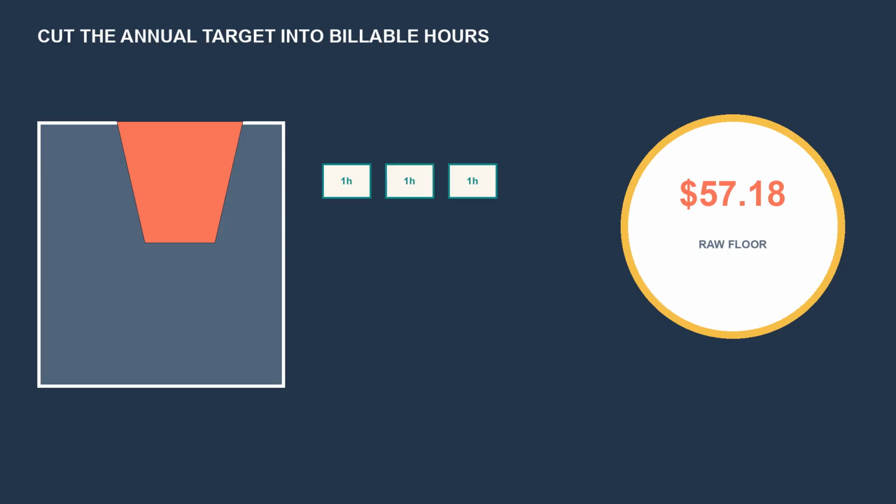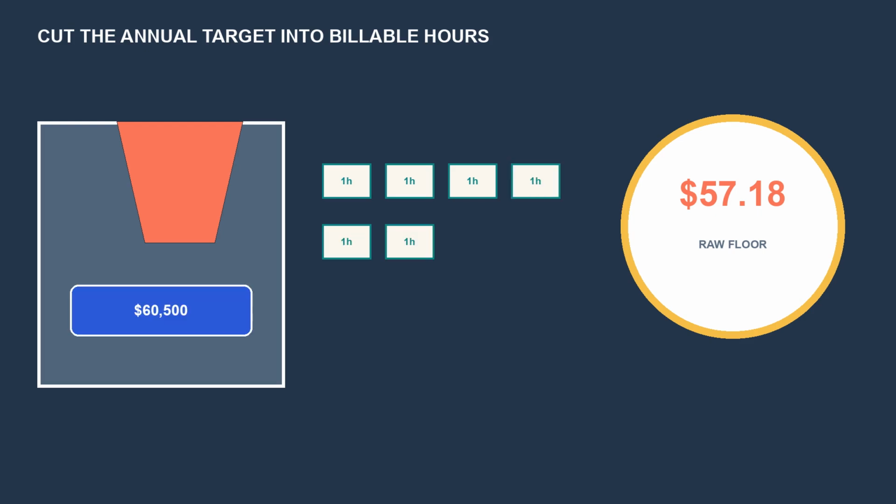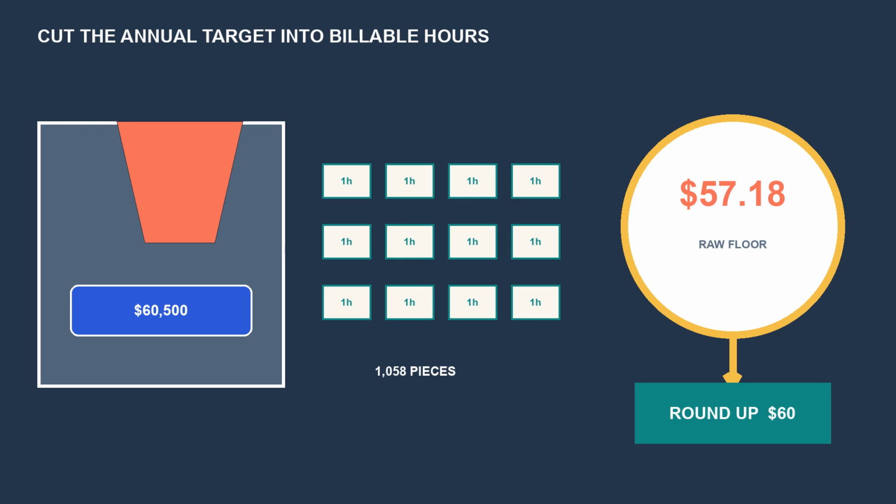Now divide $60,500 by 1,058 billable hours. The internal minimum is about $57.18 per hour. If quotes use $5 increments, round up to $60. Rounding down would quietly break the assumptions we just entered. This number says, below here, this exact plan stops fitting. It does not say every client will pay $60.